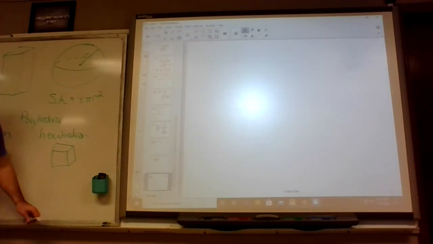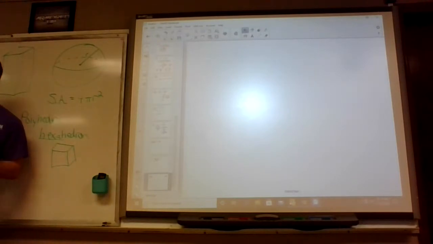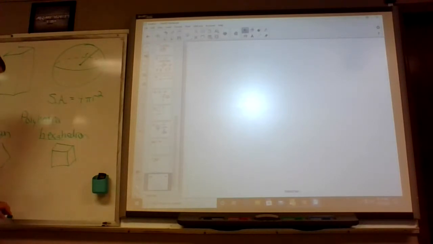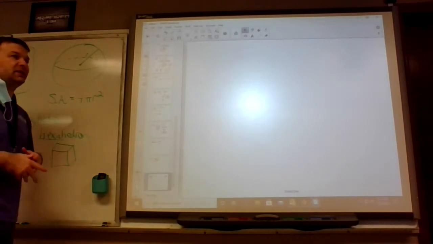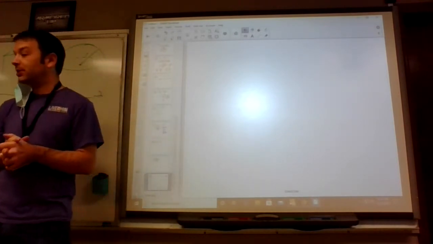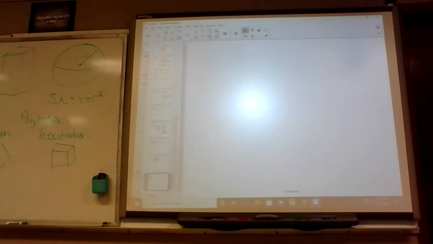Now, here's the thing though. We got a hexagon and a hexahedron. Most of the time it has the same prefix, except for the 4-sided thing. A 4-sided polygon is called a quadrilateral, right? Like that's a quadrilateral. A 4-sided polyhedron is called a tetrahedron. So that one's kind of weird. That one I could actually draw because it's just a little pyramid.